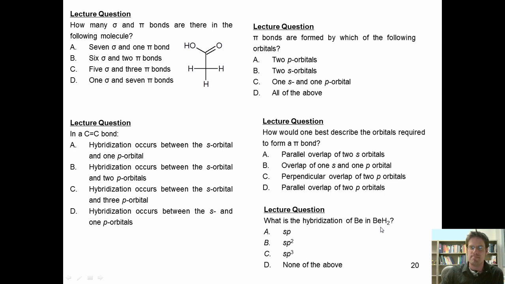Now, if you don't know the answer to these, don't worry. You'll get the chance to learn them when we do these together in class. And this will be the point where I'm going to stop our lecture for today.